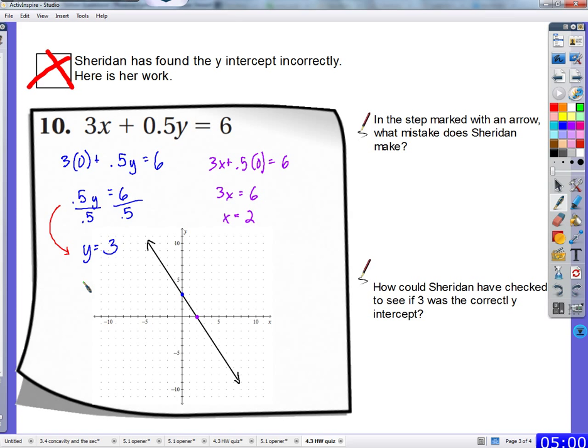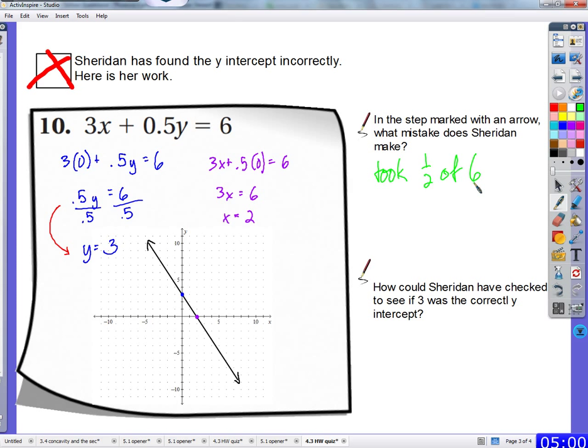You see it on your tests all the time. Just getting a little bit mixed up. So she took half of 6, which isn't what we were looking for. We were looking for 6 divided by 1/2, which is the same as 6 times 2.